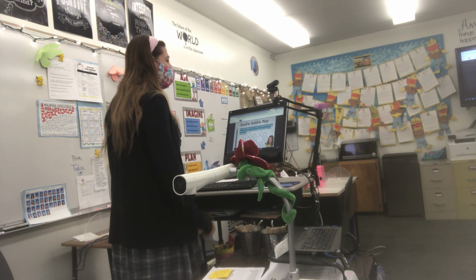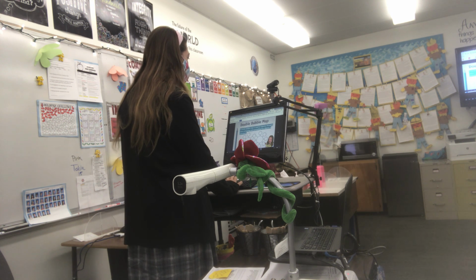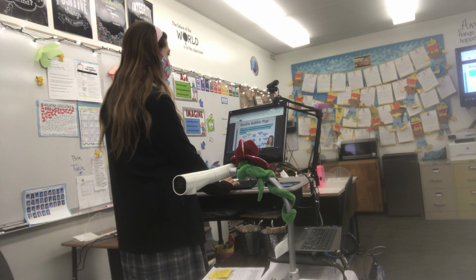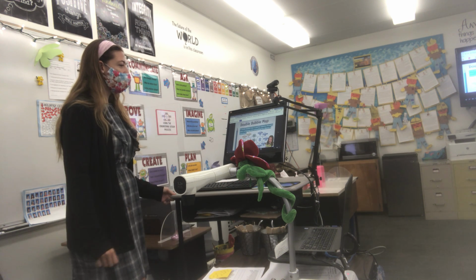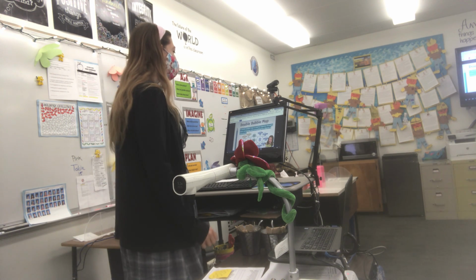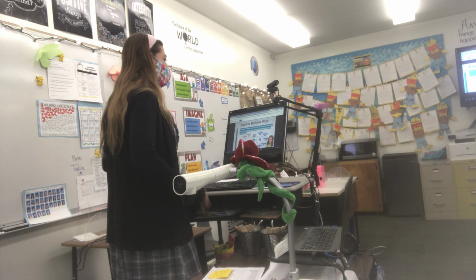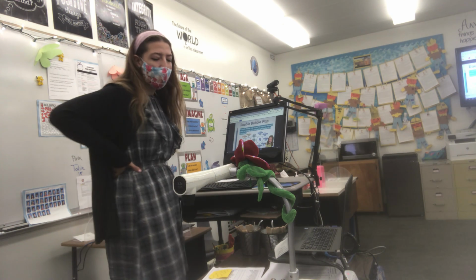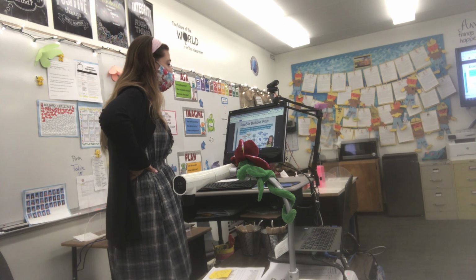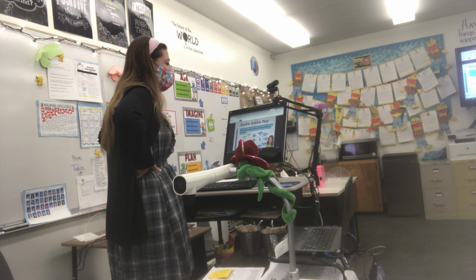Double bubble map. A double bubble map is used to organize thoughts when comparing and contrasting two objects or individuals. So this is the double bubble map filled in. I put a couple more extra bubbles on the left and the right for individual characteristics of A and B. But you'll see it's about the same as what we did. We have the similarities in the middle and the individual characteristics.